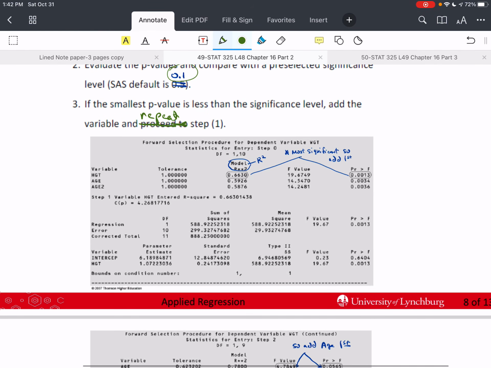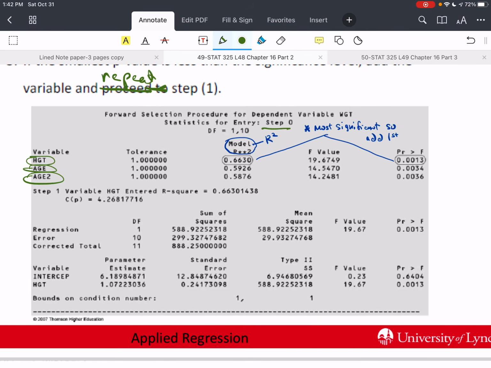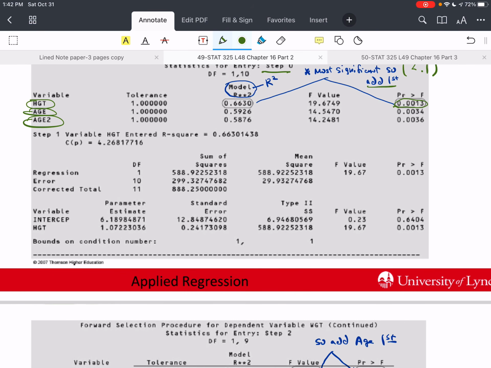So the first step that we're going to do is step 0, everything in the model, or nothing in the model, and we do one at a time, so single variable models: height, age, age squared. We choose the one with the smallest p-value that is less than 0.1, our cutoff, and so we add that first to the model.